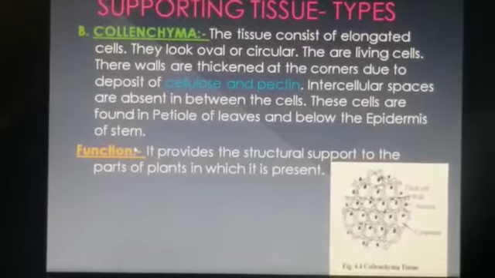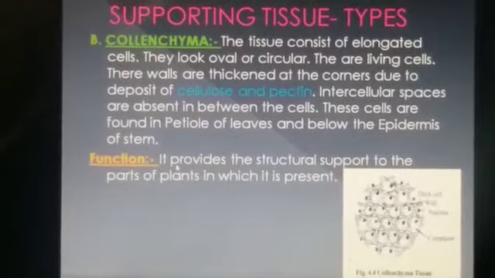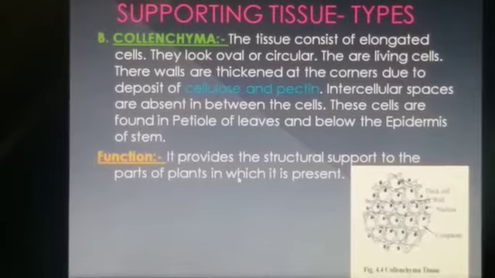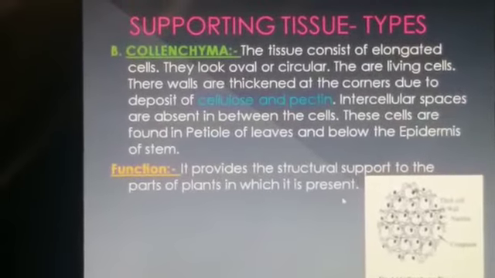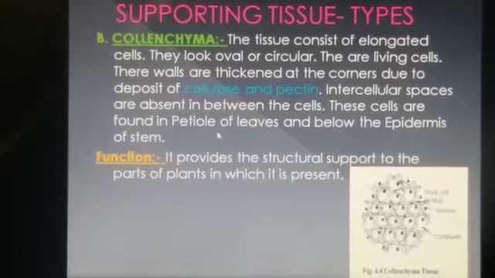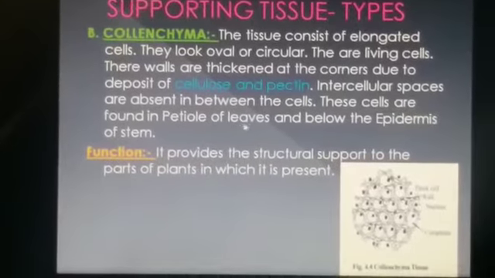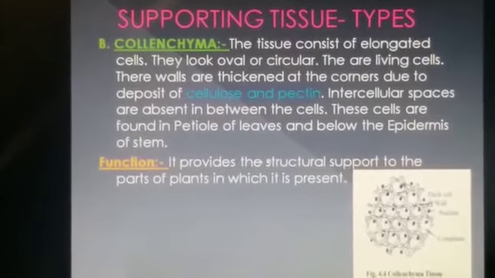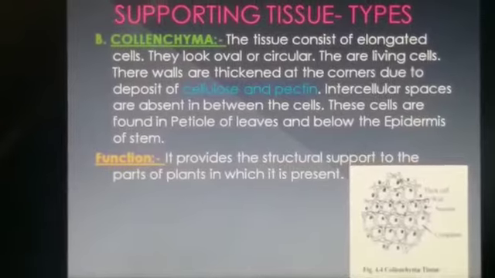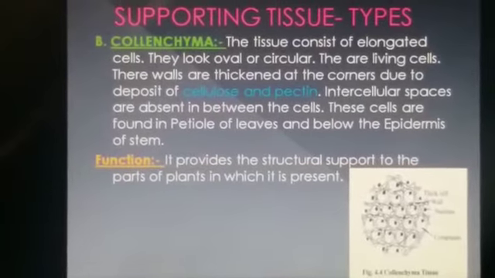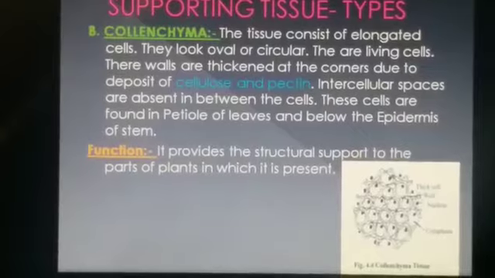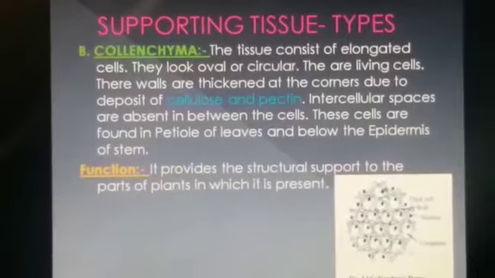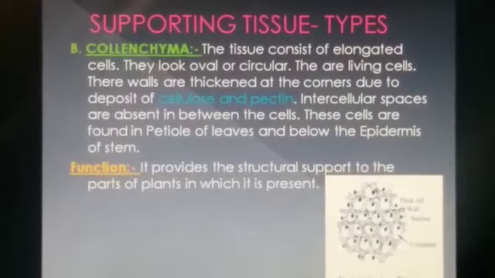Now let's go to the function of collenchyma. Collenchyma provides the structural support to the parts of the plants in which it is present. I have already told you where collenchyma is present: petiole of leaves and below the epidermis of stem. So it provides the structural support to these parts. Here you can see the diagram of collenchymatic tissue. Here they are thick walled, nucleus is shown and cytoplasm is also shown here.